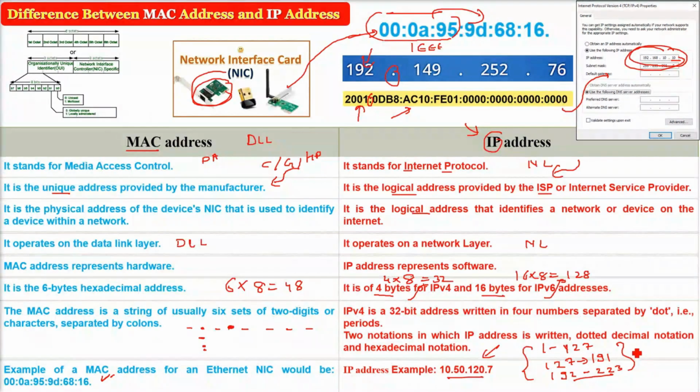IP also has classless CIDR addressing, which is a slash followed by a number that gives you the number of ones in the network address. Alright, so I hope you got the idea of MAC address and IP address.